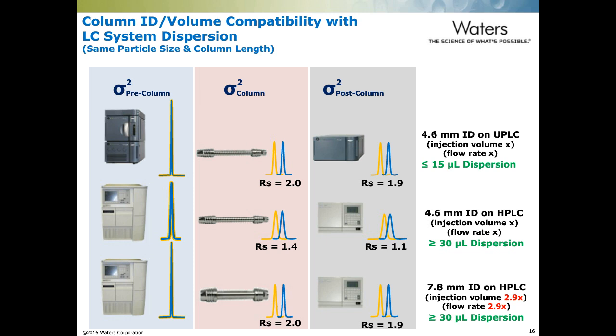resolution for our separation. The way to combat this is to use a higher column ID and a higher flow rate so that the peak volume becomes significantly higher, as shown on the bottom chromatogram, but because the flow rate is higher in the time domain, the peaks look just as sharp, and we wind up with the same resolution as we did on the top.